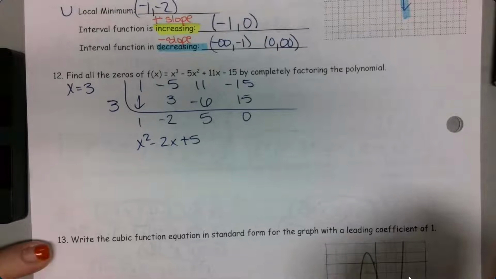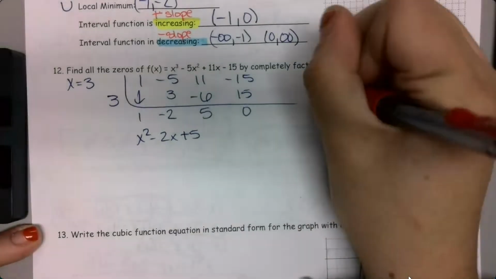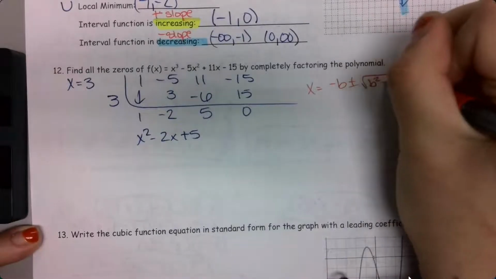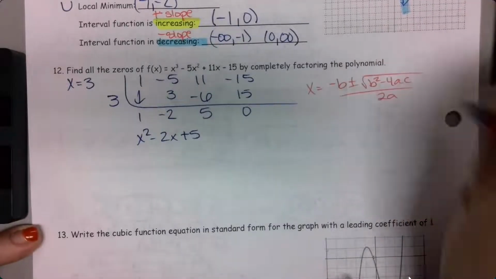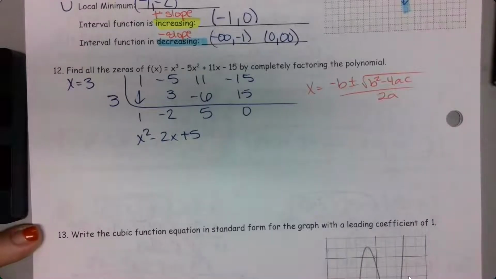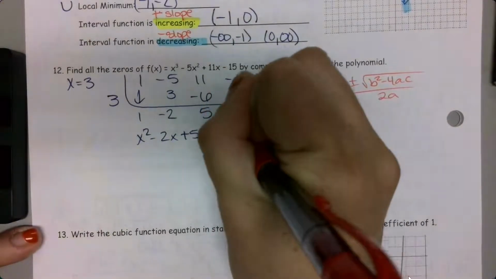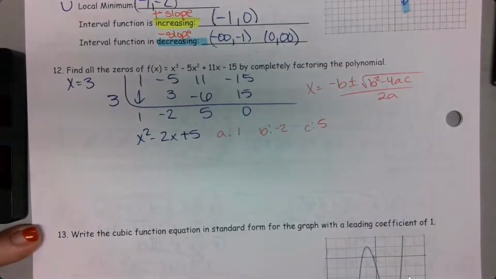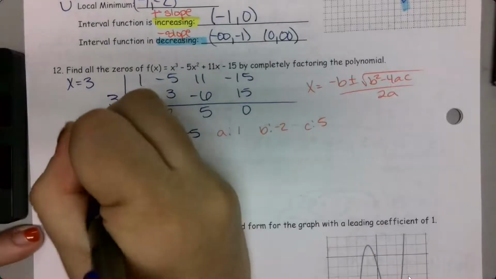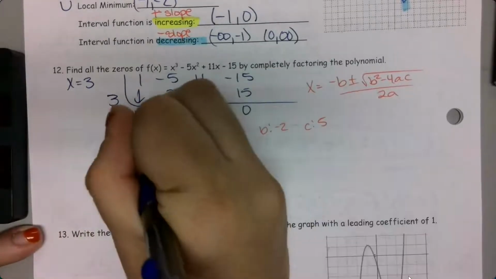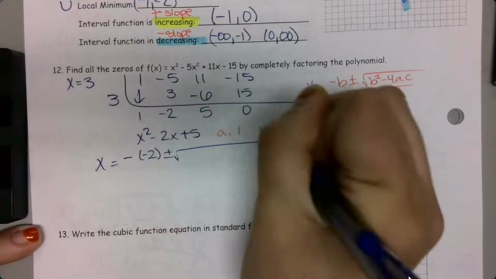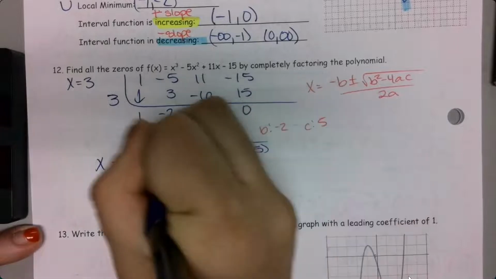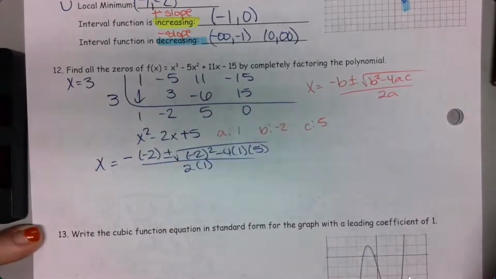this nicely. So I want to use the quadratic formula, which remember is x equals negative b plus or minus the square root of b squared minus 4ac over 2a. I want to identify my a, b, and c. My a is 1, my b is negative 2, my c is 5. Plugging in, I get x equals negative 2 plus or minus the square root of negative 2 squared minus 4 times 1 times 5 over 2 times 1.